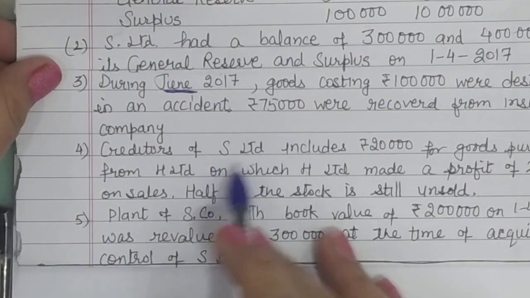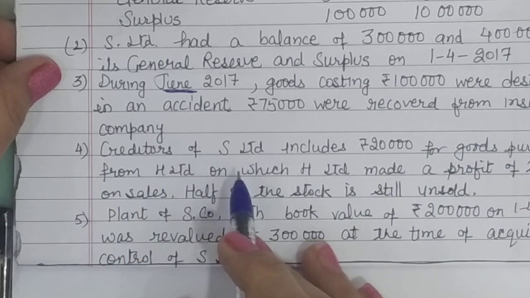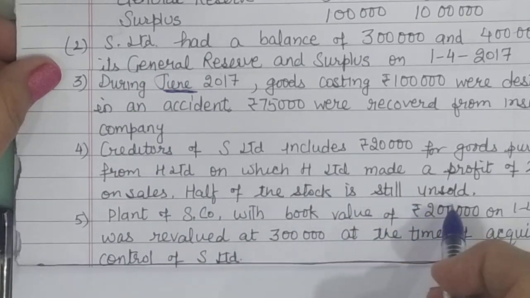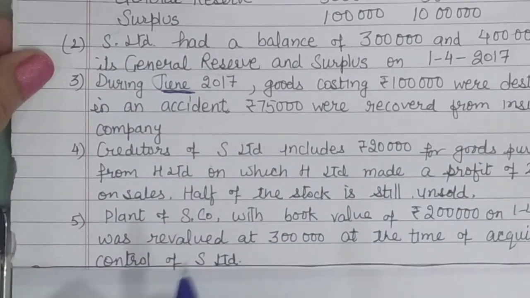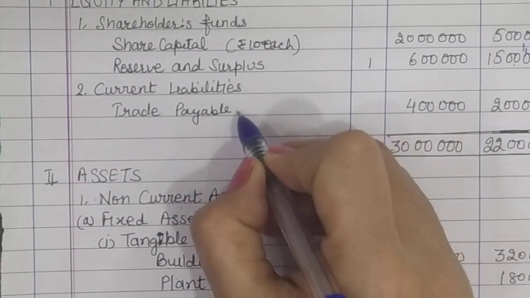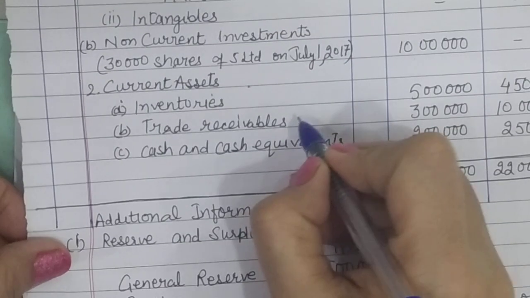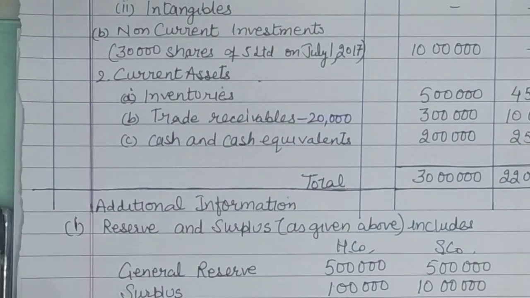Creditors of subsidiary company includes 20,000 for goods purchased from holding company on which it made a profit of 20% on sales. Half of the stock is still unsold. So this is a common debt and common stock. Common debts of 20,000 from creditors will be reduced directly from trade payable and trade receivables. It's a common debt, it will be eliminated.